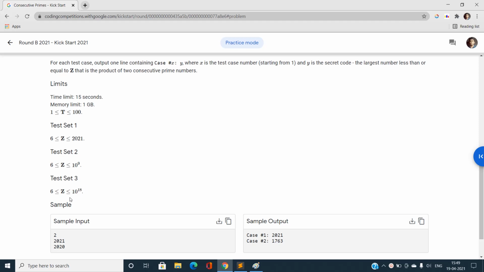So z is going to vary up to 10 power 18. So let's find the best solution of this problem. Okay, so let's move further.